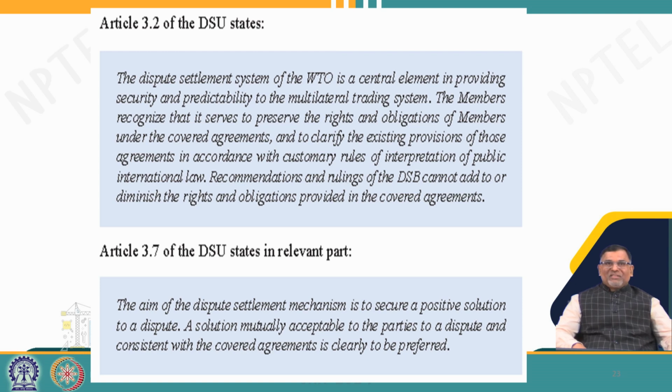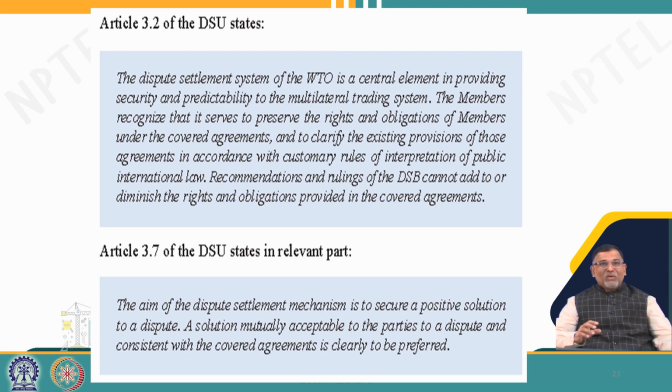So, the interpretation is very clear. The DSB cannot diminish any rights, rather it can only interpret the rights. It clearly says the aim of the dispute settlement mechanism under Article 3(7) is to secure a positive solution to a dispute. A solution mutually acceptable to the parties to a dispute and consistent with the covered agreements is clearly to be preferred. So, a positive dispute resolution mechanism is provided under Article 3 of the DSU.